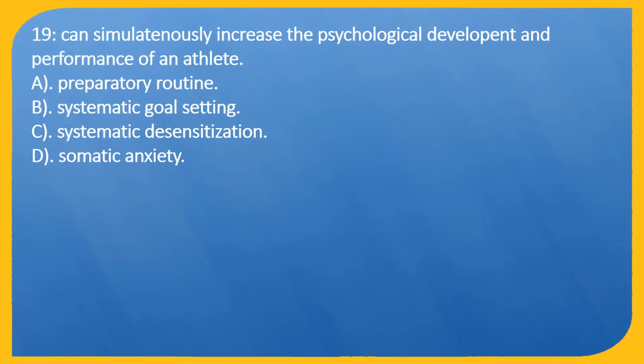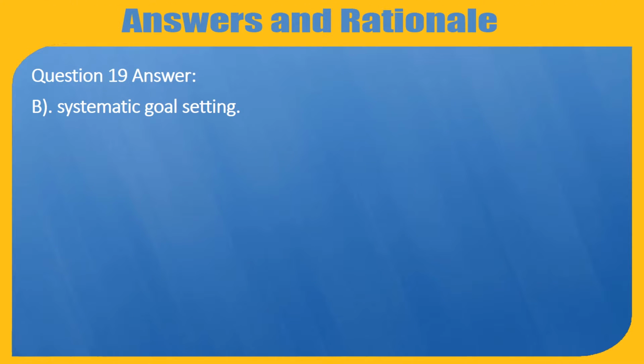Question 19: can simultaneously increase the psychological development and performance of an athlete? A. Preparatory routine. B. Systematic goal setting. C. Systematic desensitization. D. Somatic anxiety. Question 19, answer B. Systematic goal setting.